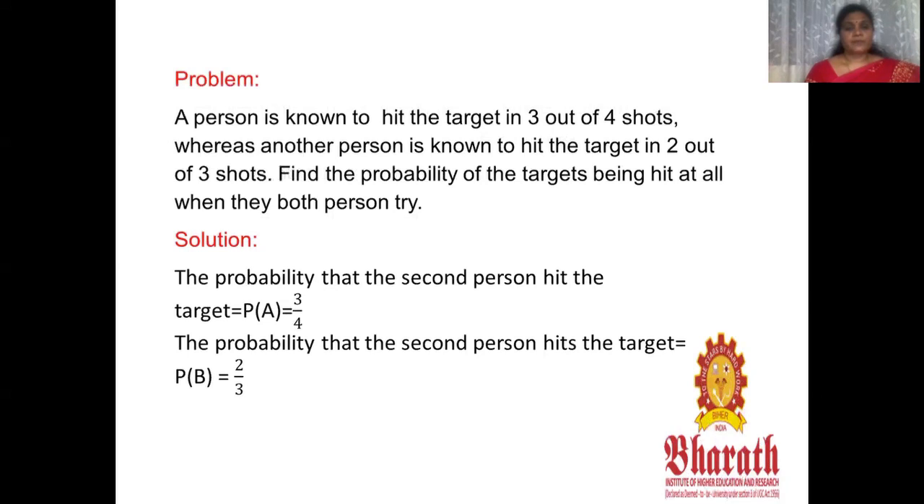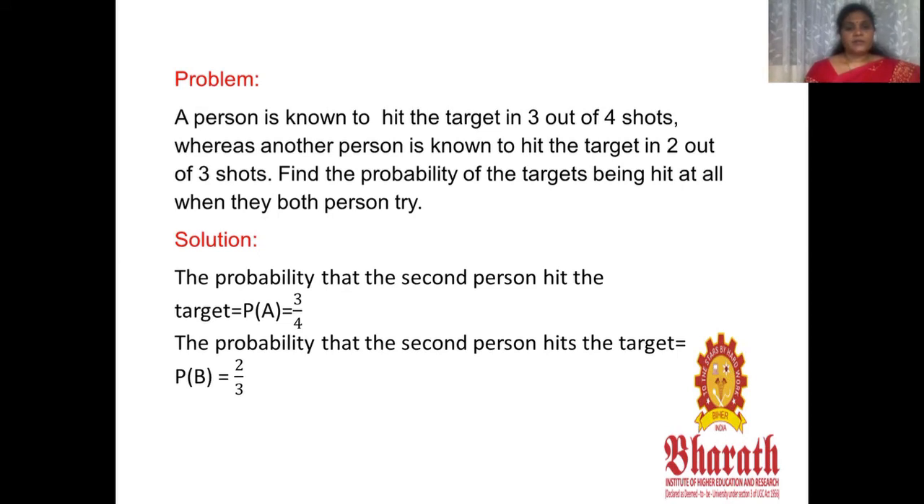Next problem. A person is known to hit the target in 3 out of 4 shots, whereas another person is known to hit the target in 2 out of 3 shots. Find the probability of the target being hit at all when both persons try. Solution.